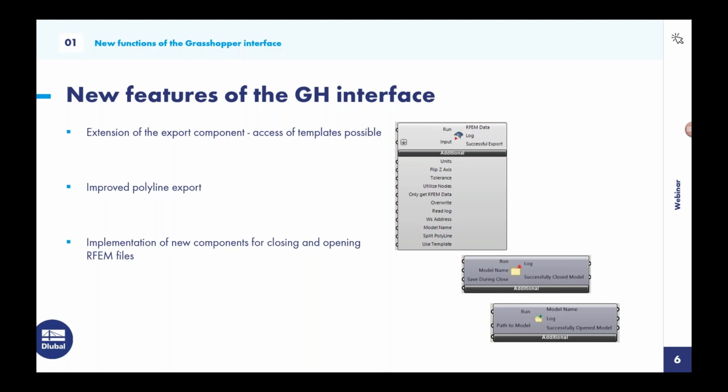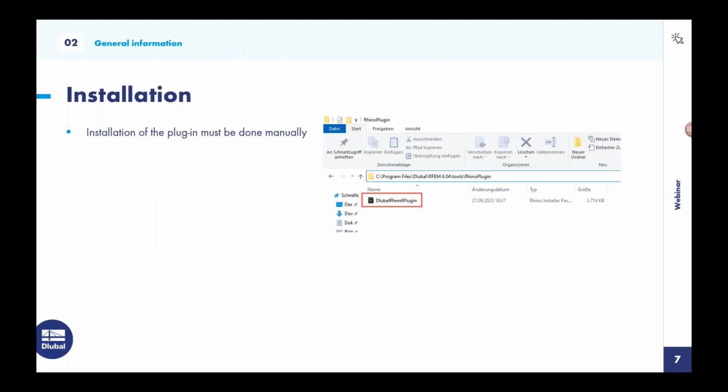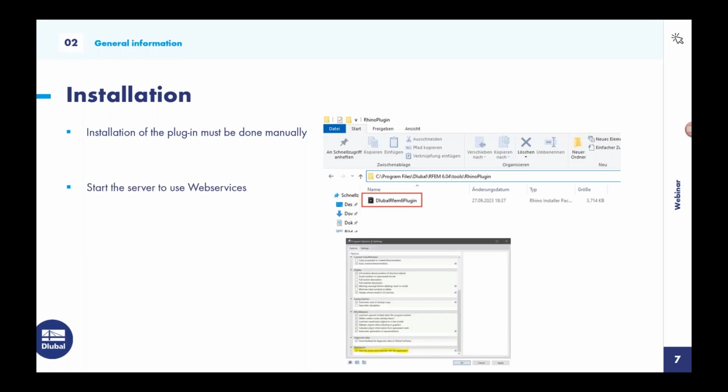Now I will give you some short information about the installation. The interface is not installed automatically. The installation must be done manually. It means that with the installation of RFEM 6, you will receive a setup file, which is stored in the folder shown in this image. You need to run the file, and the plugin will be installed for Rhino and Grasshopper. In addition, the web services must be activated in the RFEM program options, so that the connection between RFEM and Grasshopper can be established.